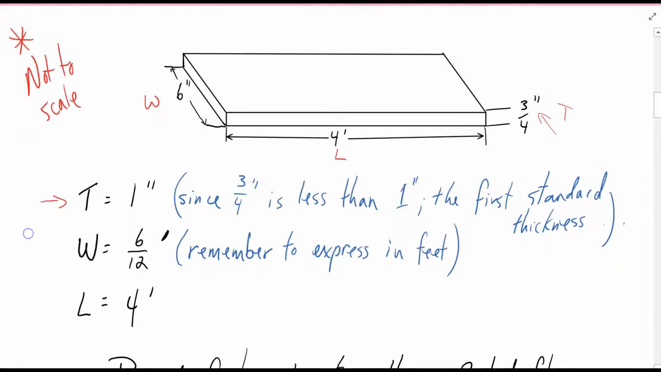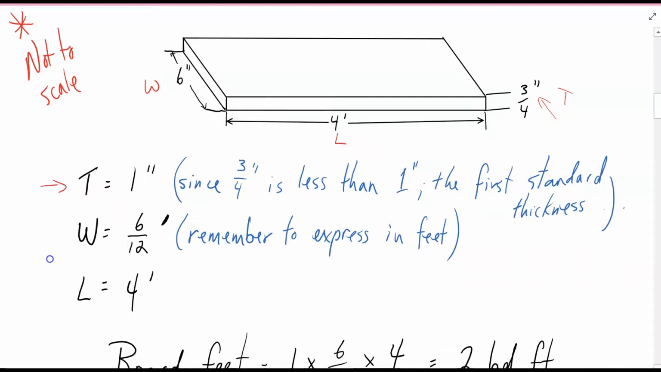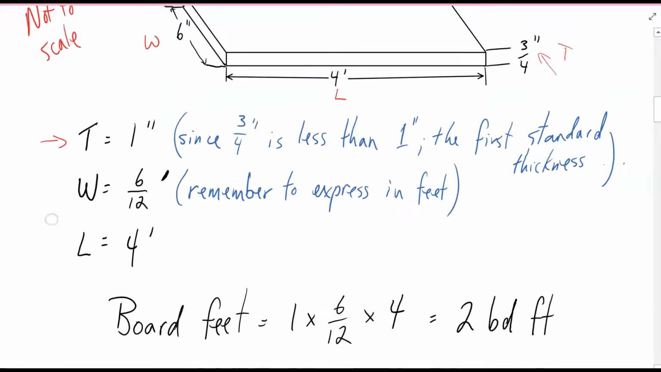The width is given in inches here, but our formula tells us that width should be in feet. So instead of 6 inches, it is 6/12 of a foot. Take your inches divided by 12 and you will turn it into feet. And then the length is 4 feet. The formula for board feet then is thickness times width times length. And this measures 2 board feet.